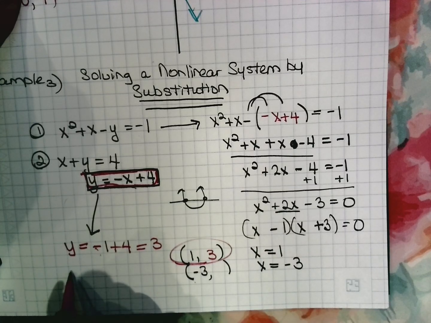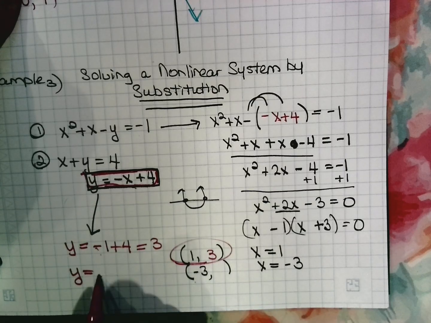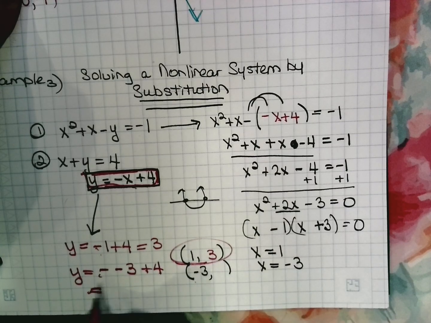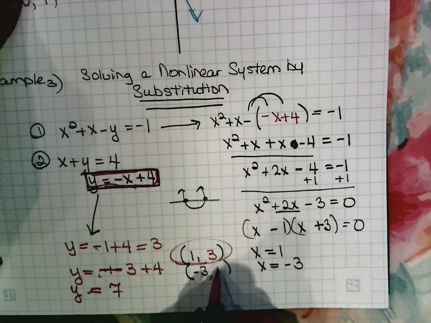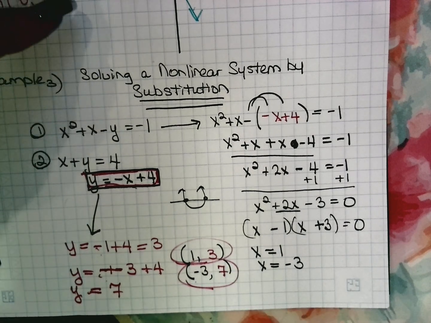And for the other one, I'm going to plug in negative 3 for x. So y equals negative negative 3 plus 4. Now remember, the negative of a negative 3 becomes positive 3. And 3 plus 4 is 7. So this is 7.